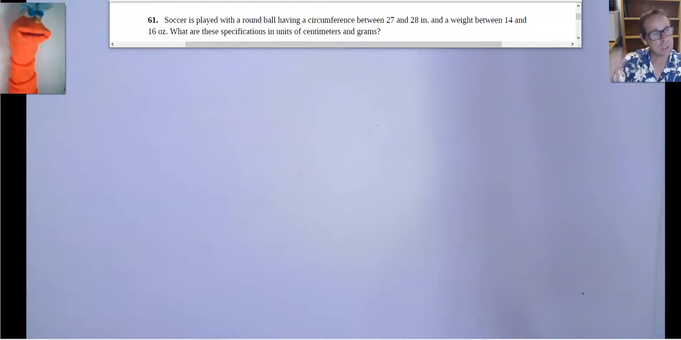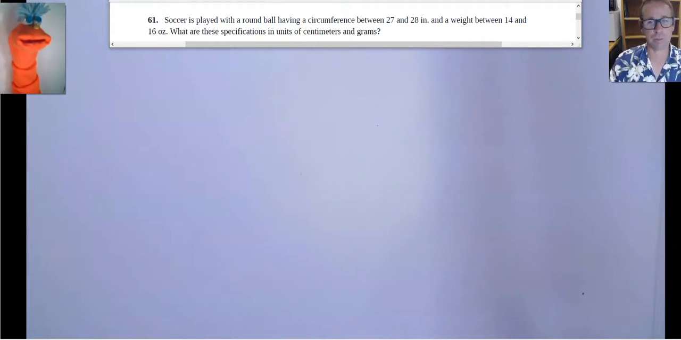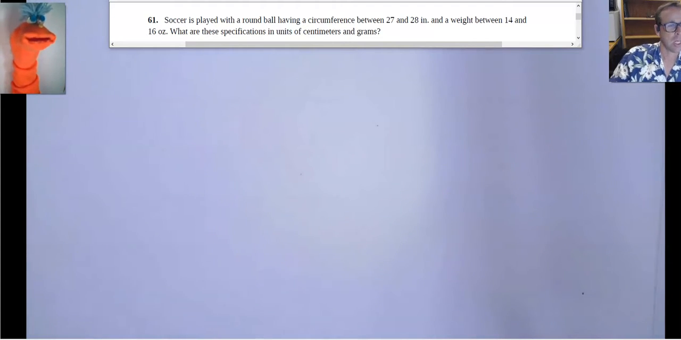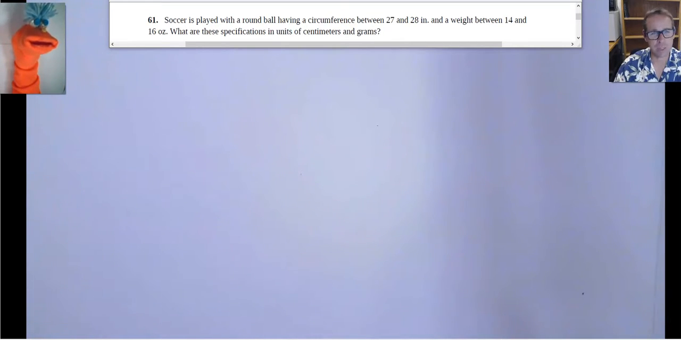Number 61. Soccer is played with a round ball, or maybe it's spherical, I'm not sure, having a circumference between 27 and 28 inches and a weight between 14 and 16 ounces. What are these specifications in units of centimeters and grams? Do you understand what they're trying to ask? I think they want us to express inches in centimeters and the ounces in grams.